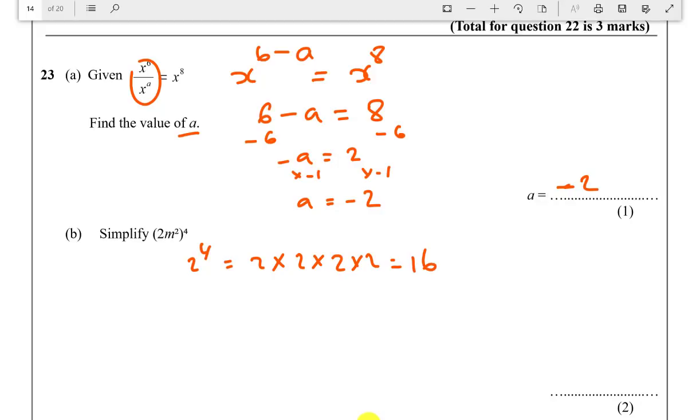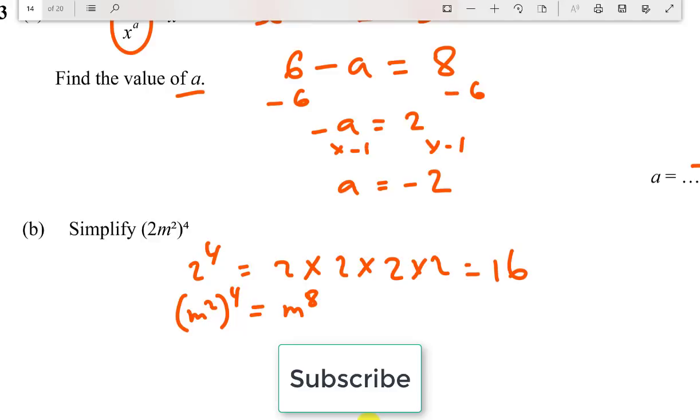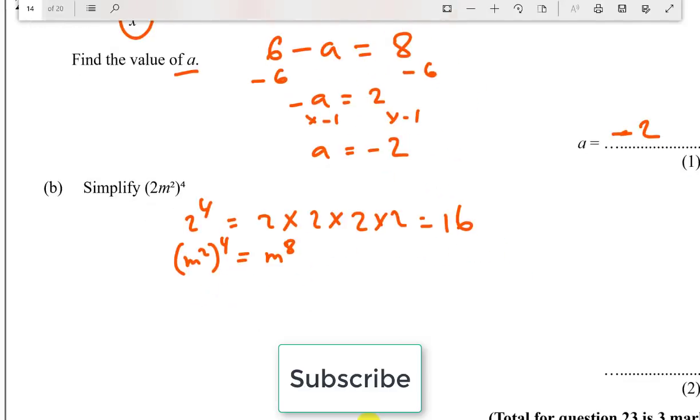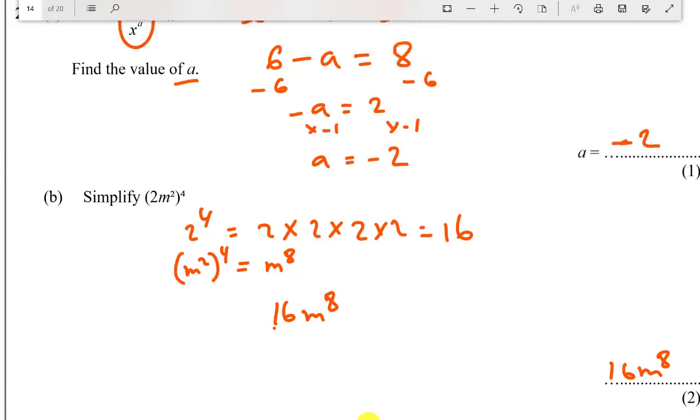Now when we have a power and a power on top, we know that we need to multiply the two powers. So m squared, and we have a power of 4 there. So 2 times 4 is 8, so it'll be m to the power of 8. So the answer is going to be 16m to the power of 8. Again, don't forget to write your answer on the dotted line, 16m to the power of 8.